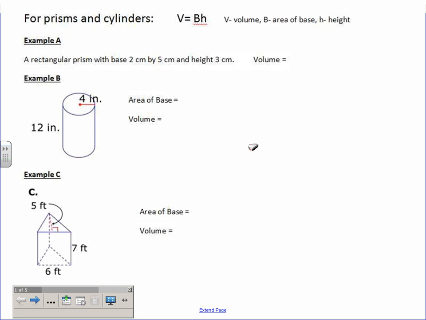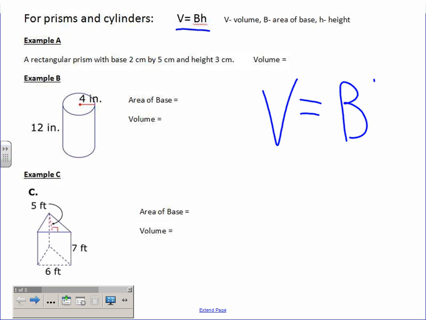This is Mr. Gordon here, as promised, looking at some problems off of the volume guided notes. So we want to first talk about prisms and cylinders, and I'll focus on prisms and cylinders in this video. I'll do another video on cones and pyramids. So for prisms and cylinders, the formula for volume is V equals BH, and let me write it a little bigger so you can see it.